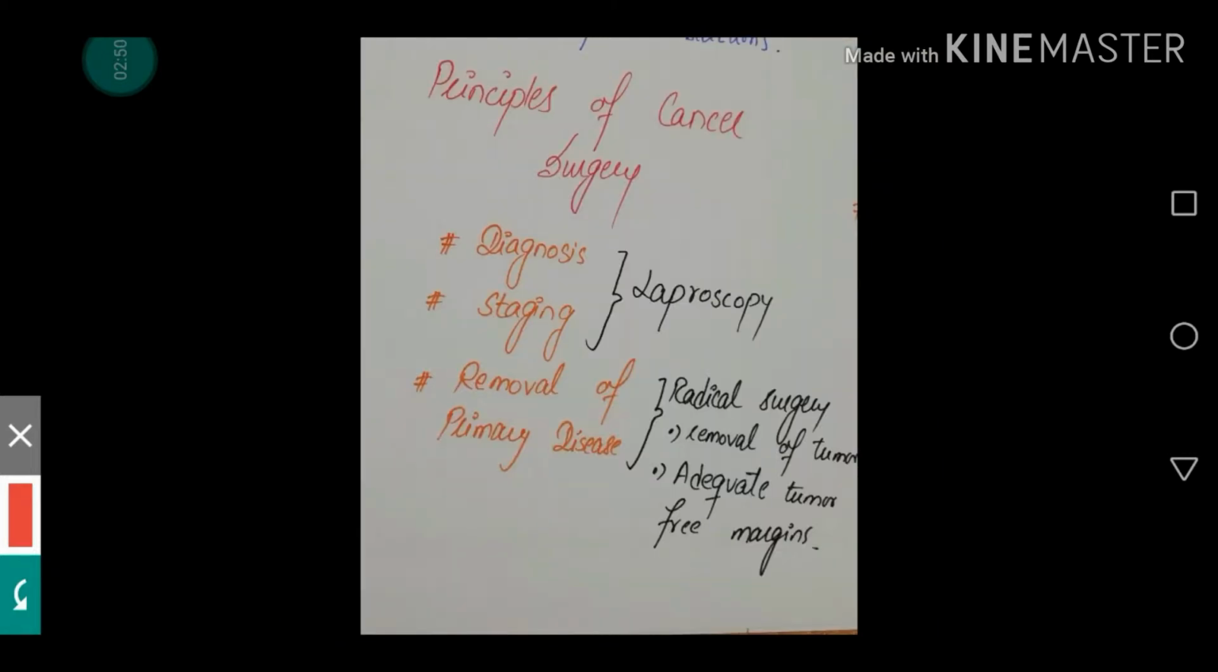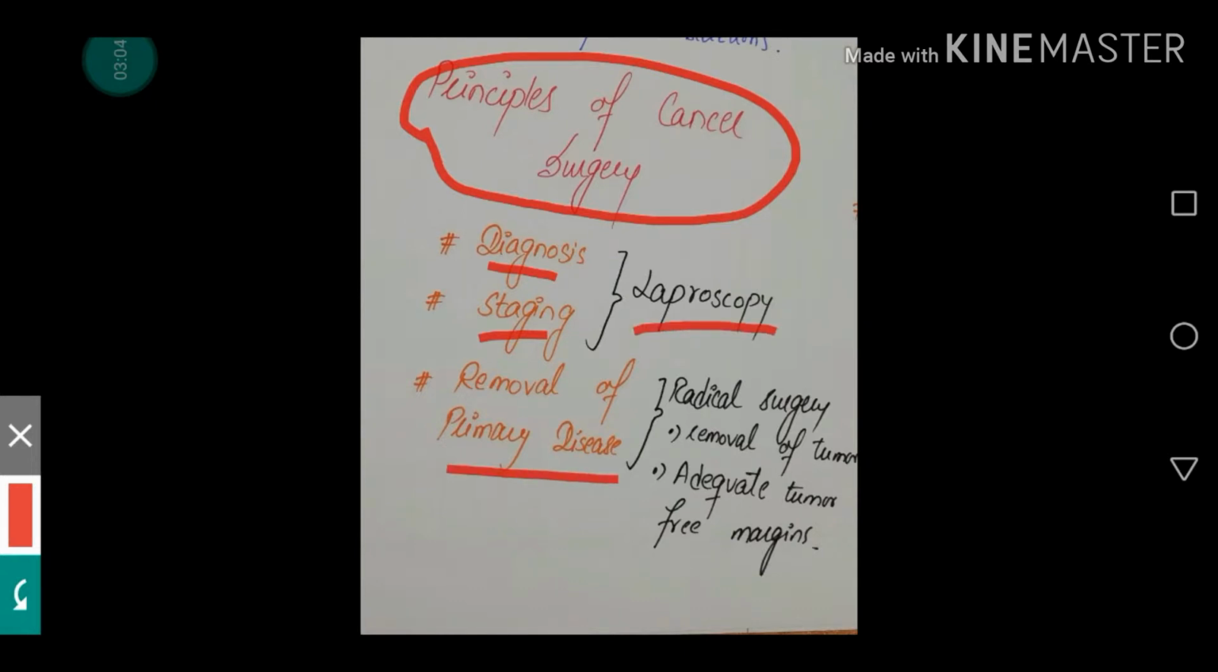Now further, talking about certain principles of cancer surgery, they include diagnosis and staging of carcinoma. This is done through laparoscopy, then removal of the primary disease, and this includes radical surgery. Radical surgery could be removal of the tumor, and it could be adequate tumor-free margin achievement. Removal of a tumor is one thing, and achieving tumor-free margins is another thing. There are different parameters which are kept in mind while removing a tumor. If there is a possibility of achieving tumor-free margins, then the surgery is proceeded with. Otherwise, it could be left.